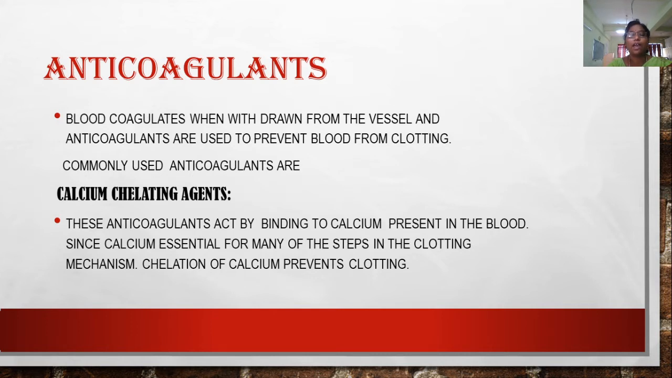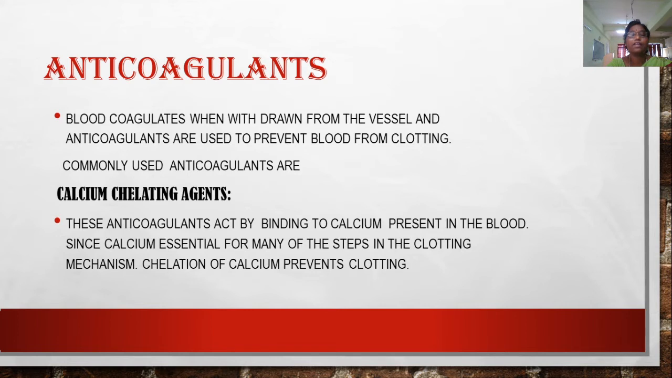What is coagulation? Coagulation means blood clotting. Immediately when we draw the blood from the vessel, the blood will clot. To prevent blood clotting we need anticoagulants. Blood coagulates when withdrawn from the vessel, and anticoagulants are used to prevent blood from clotting. What are the commonly used anticoagulants?